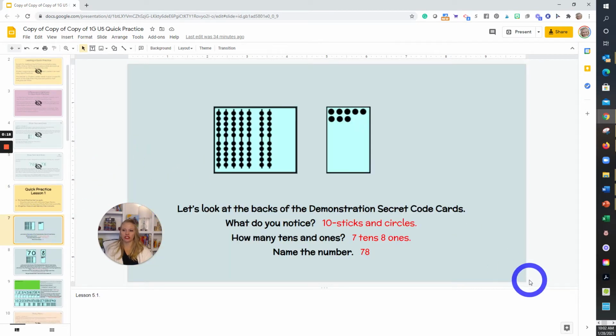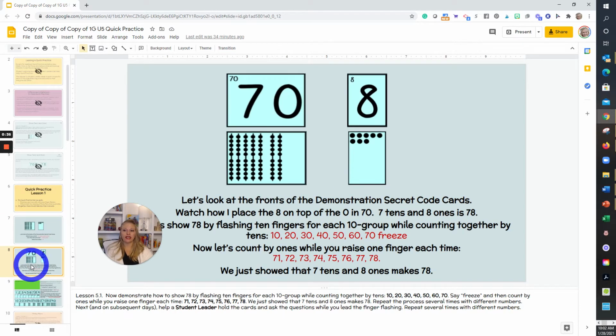So our first question is just, let's look at the back of the cards. What do you notice? And kids would say 10 sticks and circles. How many tens and how many ones? And students would say 7 tens and 8 ones. Boys and girls, name the number. Class, 78. Boys and girls, let's look at the front of the demonstration cards. So we notice that 70 is the same as 7 tens, and 8 is the same as 8 ones.